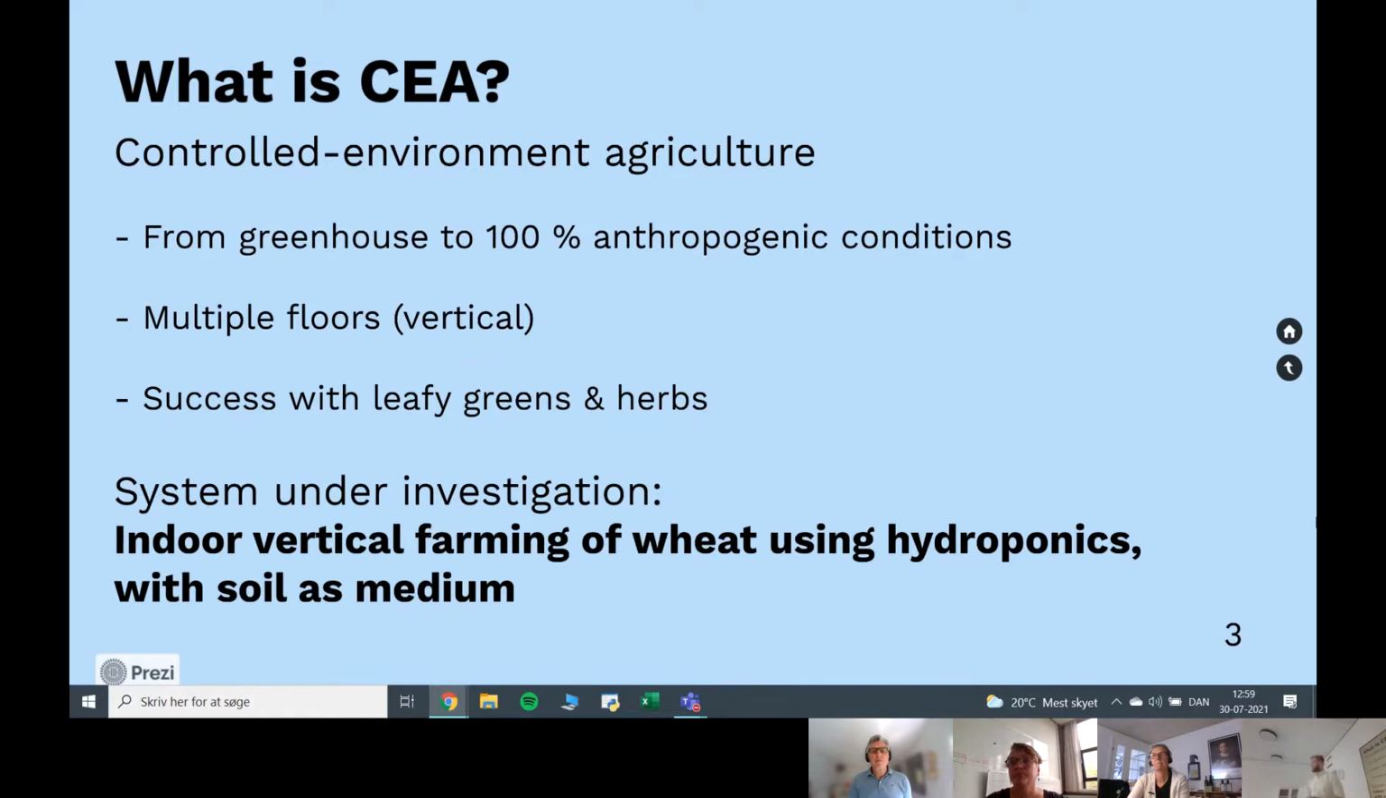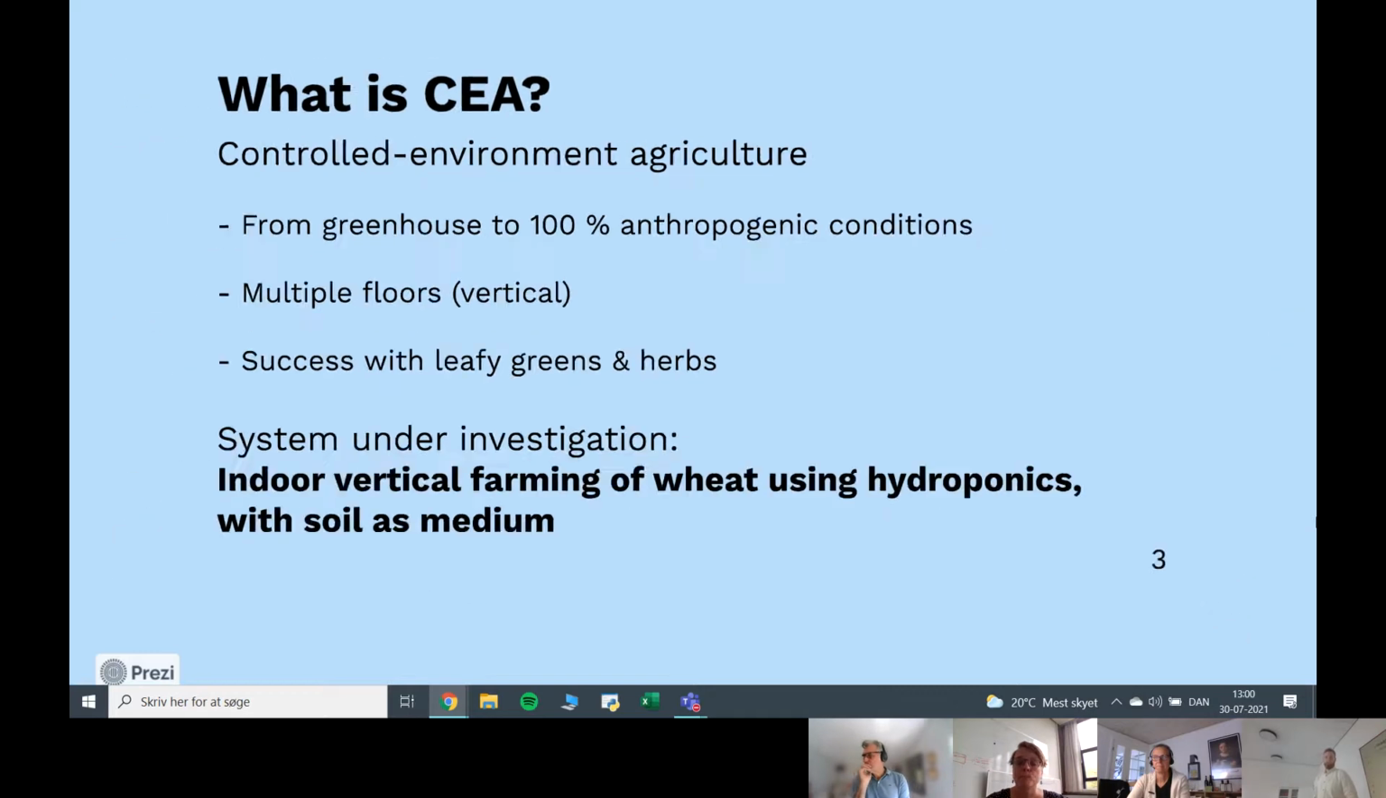The system under investigation is the indoor vertical farming of wheat using hydroponics, but with soil as medium. Typically, the definition of hydroponics is soil-free farming, but for the sake of this system and the model, I used soil as medium, so I don't add any nutrients throughout the processes. But typically, you would use something like coconut fiber or lava rocks, something that can hold the crop, and then you just add nutrients through water.